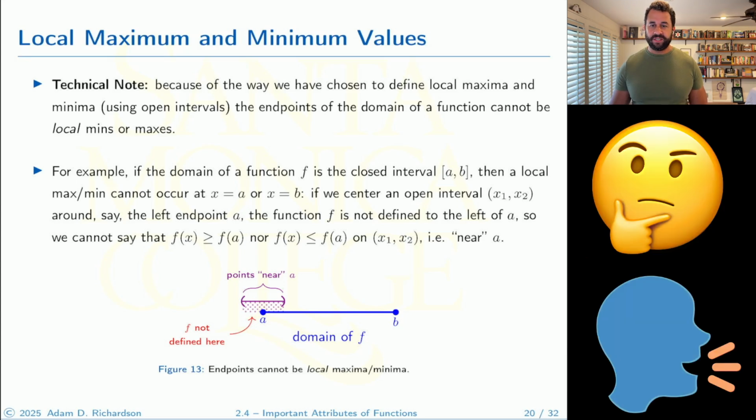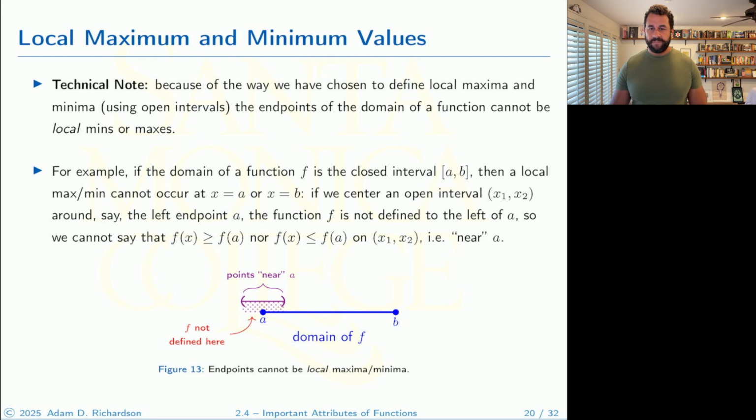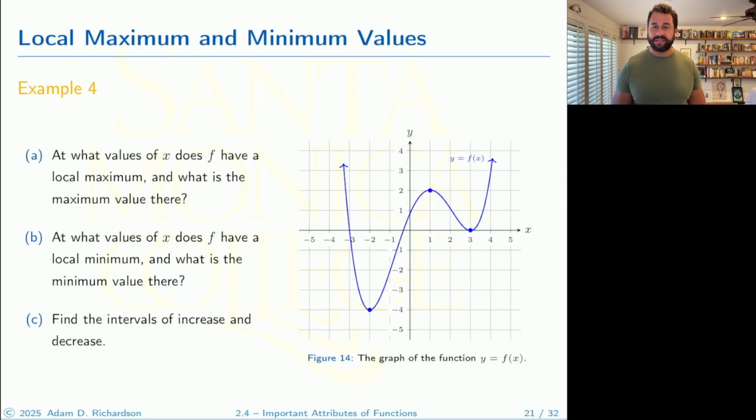Okay, and now I want you to try to say this in your own words, and then I'll say it in my own words again. So the basic idea is this: endpoints of the domain cannot be local maxes or mins. That's the easiest takeaway, all right? Now let's practice a little bit.